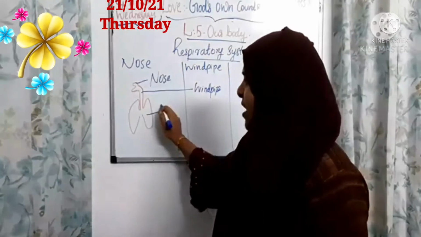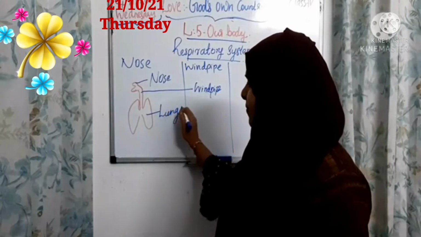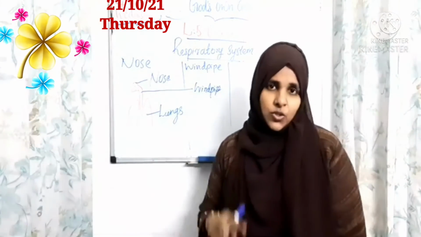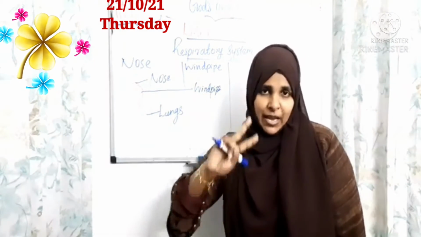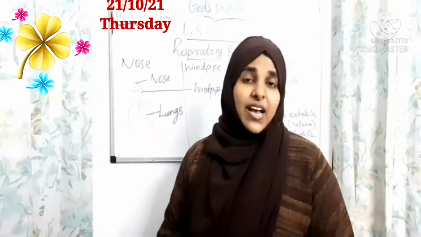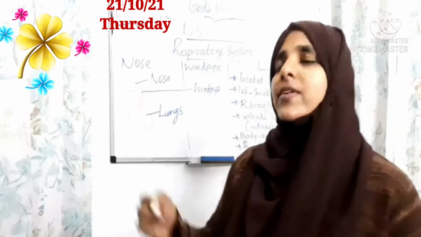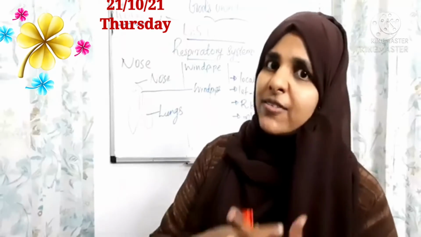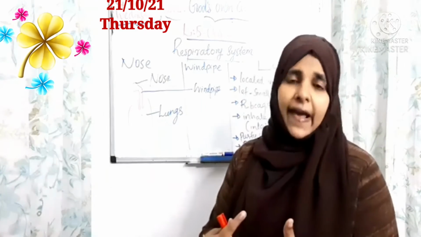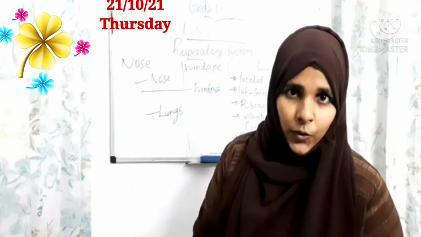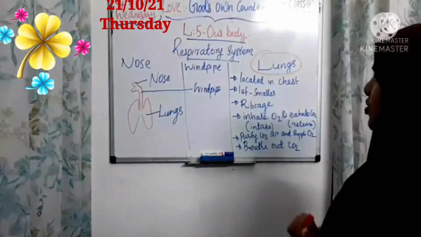Lungs are very important in our respiratory system. 2 lungs are there, left lung and right lung. Children, our lungs play an important role in our respiratory system. We should understand where they are located and what the functions of the lungs are. These are all the things we have to learn. So where are the lungs located, children?